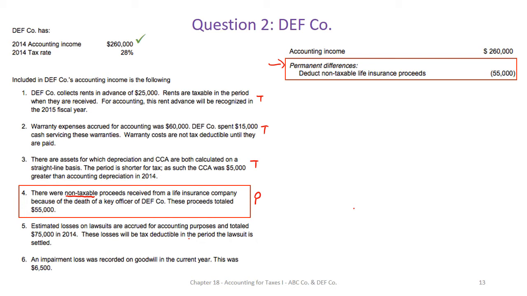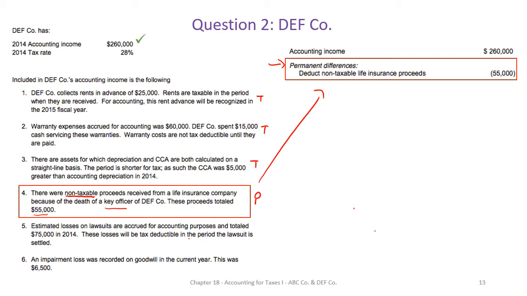And what we have here are life insurance proceeds. Now, life insurance proceeds are not taxable to a family. Let's say you have a parent or a spouse that unfortunately passes away and you have life insurance on them. The life insurance proceeds are not taxable, but at the same time, the insurance premiums are not tax deductible. So the company here will get a $55,000 basically tax-free amount, but the premiums that they paid over the years to protect themselves against the death of a key officer are not deductible. So that's what happens here.